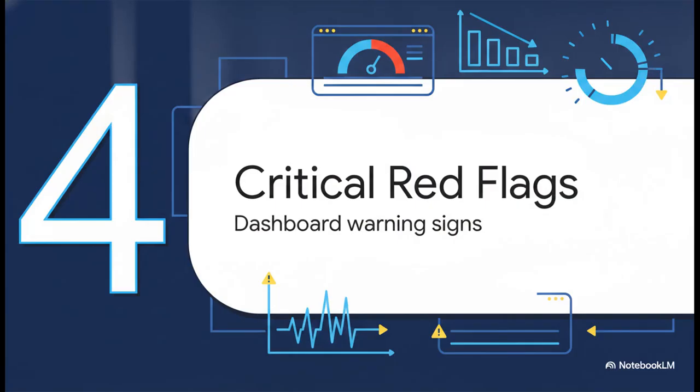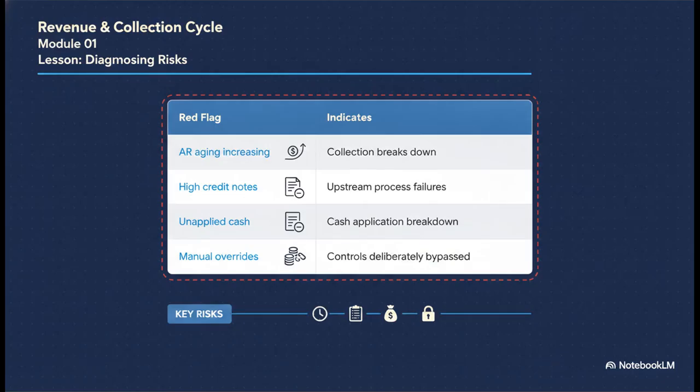Section 4. Spotting critical red flags. Okay, so we've looked at isolated case files. Now let's zoom out to the macro level and look at the dashboard indicators that signal these exact breakdowns are happening system-wide. Think of these like the check engine lights on a car.